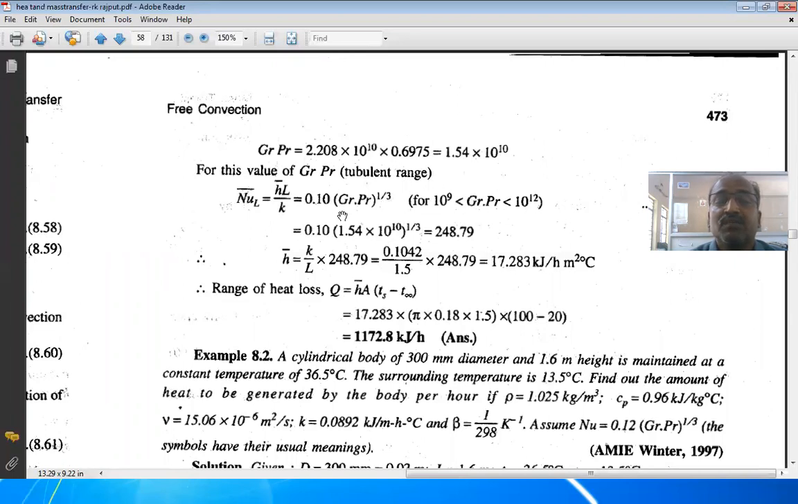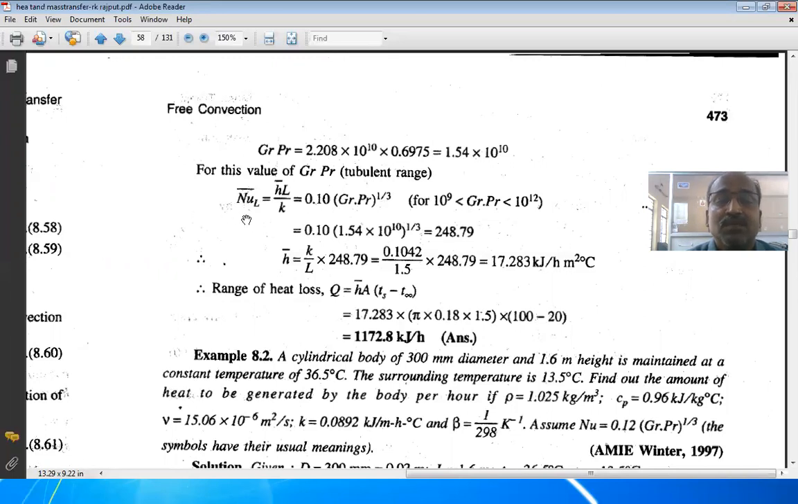So for that, this equation is there, and this is the turbulent range. This turbulent range is also available in the data book, in which range it falls. The product of Grashof's number and Prandtl's number lies between 10 raised to 9 to 10 raised to 12. So in this case, it is the turbulent range, and the corresponding equation for the turbulent range is this much.